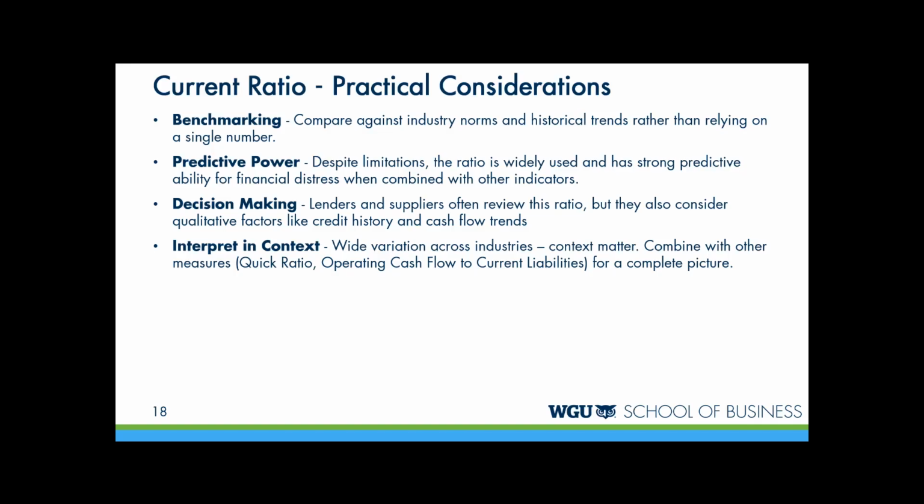And then lastly, we have to interpret it in context, meaning we have to look at it in the context of the industry that the firm is operating in. So we have to combine it with other metrics like the quick ratio and other ratios for a more complete picture, especially when we're comparing firms within an industry. Because again, when we compare retail firms to tech firms, the ratio values are not going to align because it's a much different inventory model.